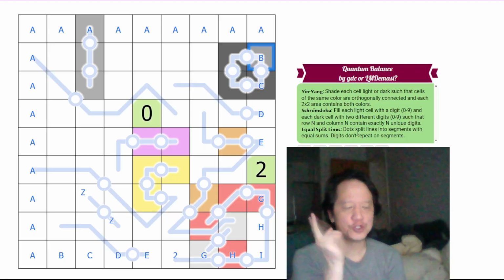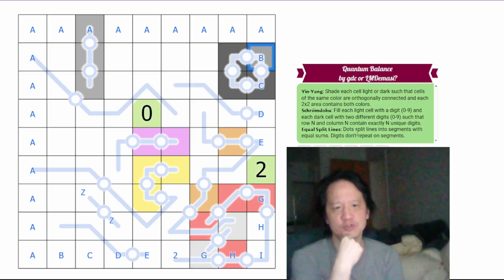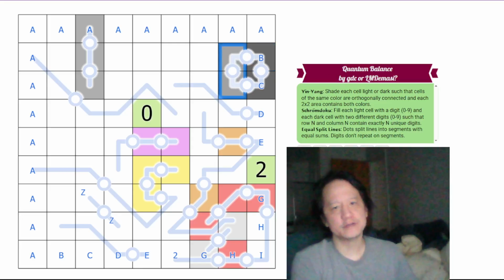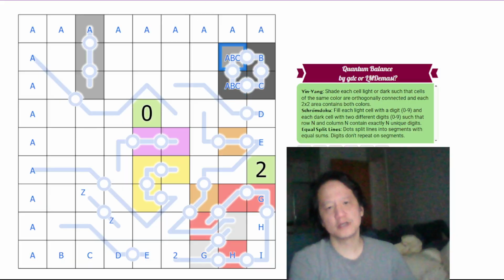So F is 2. We know that for certain. We don't, so that means we are missing a digit in the entire grid. Okay. So this must be some combination of A, B, and C here. This can't be C.